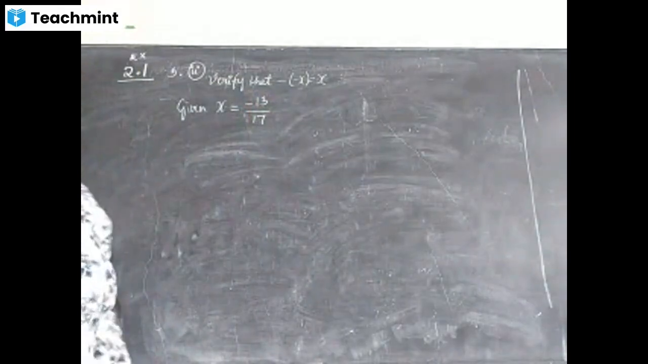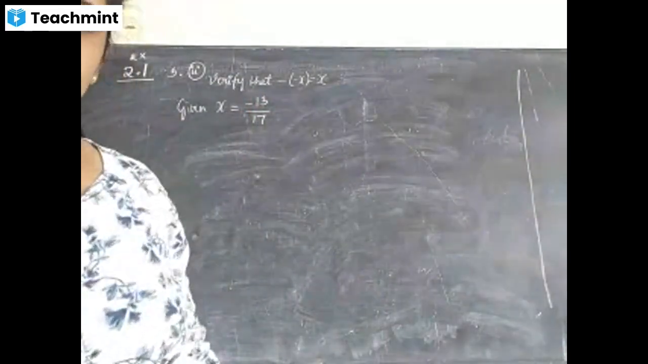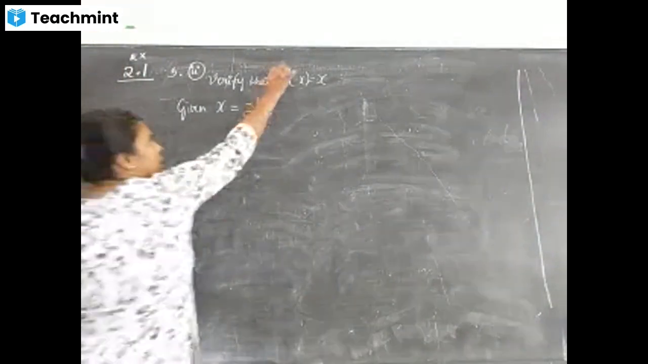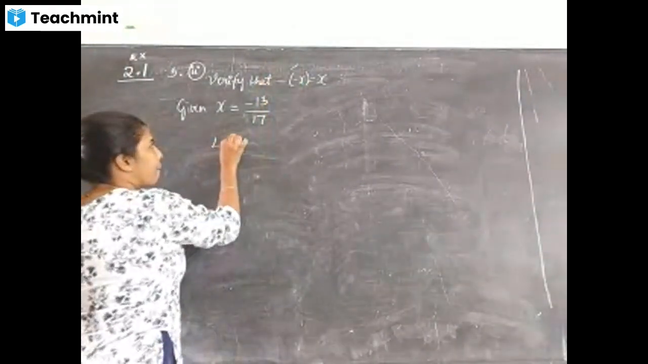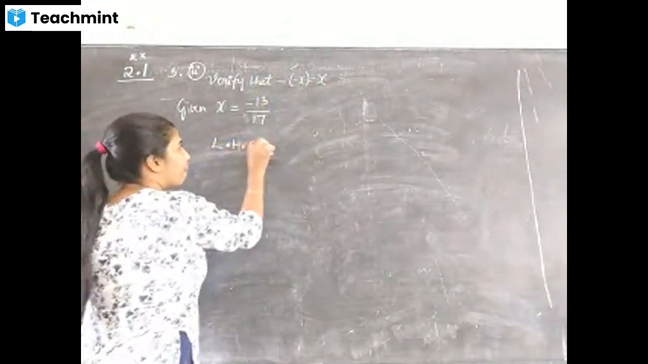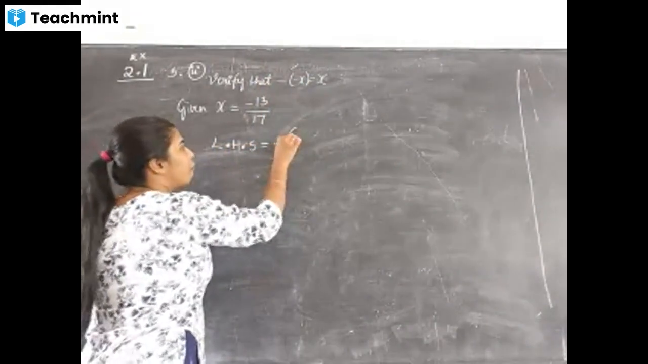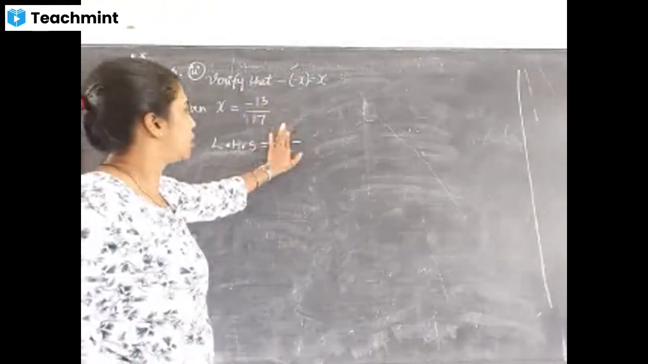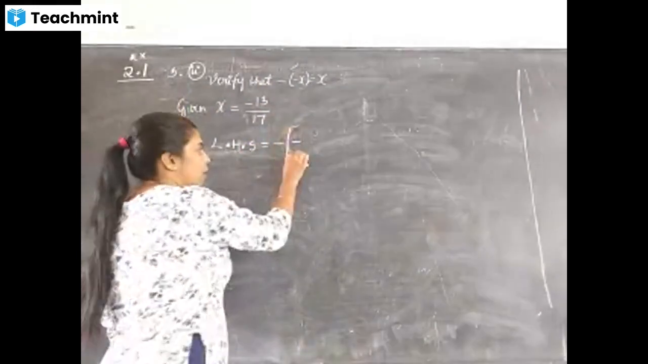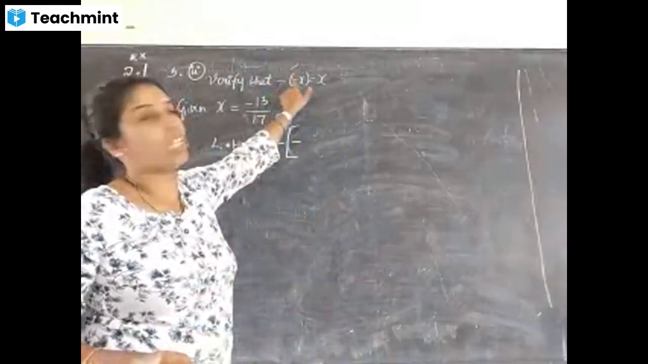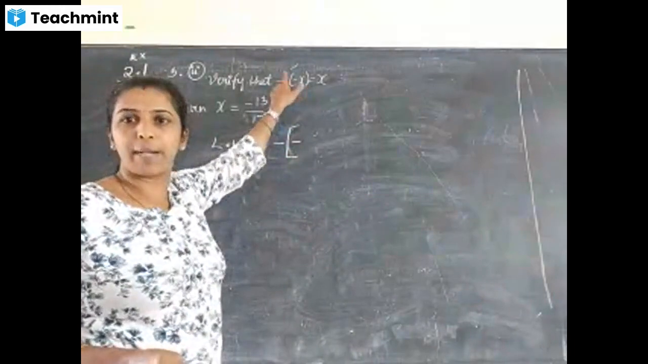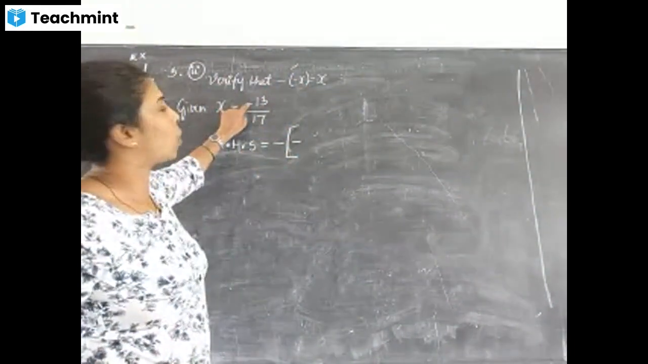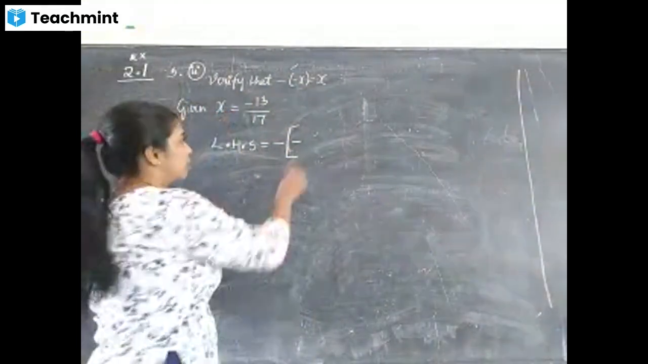Now I have to take the left hand side. LHS means this: minus of minus 3. Minus of minus is already there in the question. Again I have to put one more minus, because this value is again minus.